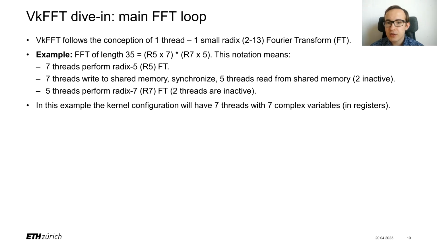VkFFT follows the conception of one thread, one small radix Fourier transform. An example of this, FFT of length 35. The notation on this slide means 7 threads perform radix 5, R5 Fourier transform. Then 7 threads write to shared memory, synchronize, and 5 threads read from shared memory. 2 threads are there inactive. Then 5 threads perform radix 7, R7 Fourier transform. 2 threads are again inactive. In this example, the kernel configuration will have 7 threads with 7 complex variables in registers.